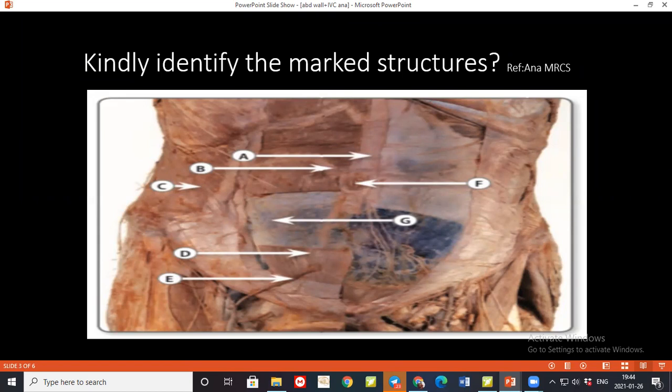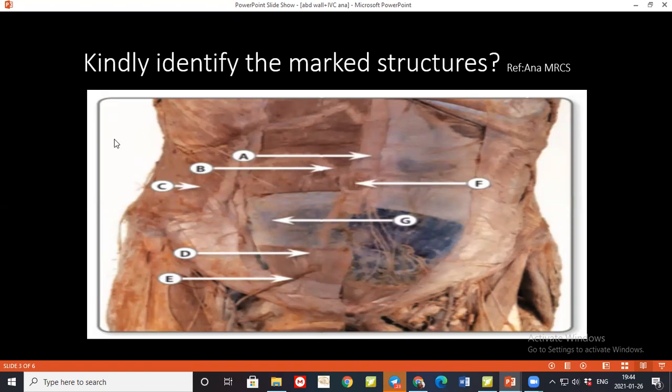Next, C, this is the external oblique muscle. And D, this is the rectus abdominis muscle. E, this is the superficial epigastric vessels. And F, this is the umbilicus, and G, this is the anterior layer of the rectus sheath.